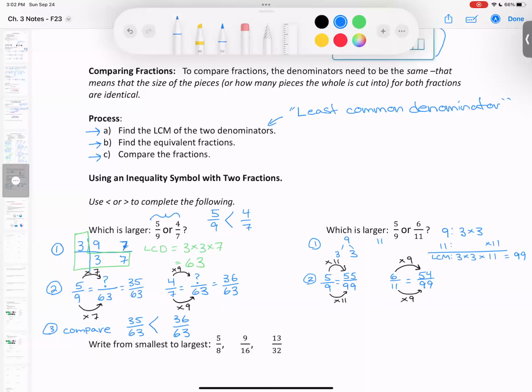So that means we're really comparing 55 over 99 and 54 over 99. The 54 over 99 is the smaller one, so we're going to have a greater than symbol here. 55 is greater than 54. And so in our original fractions, it's going to be the same relationship. So 5/9 is greater than 6 over 11.